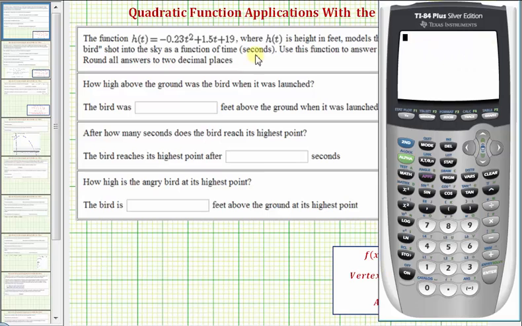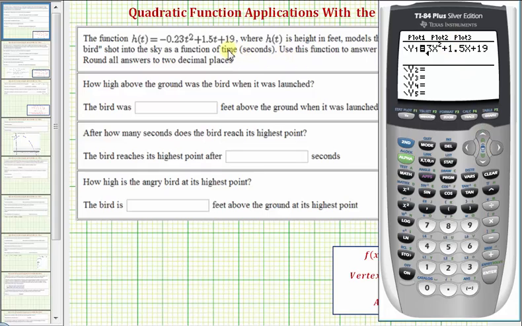For the first step, we want to enter the function using x instead of t. So we'll press y equals. To save some time, I've already entered the function in y1. Let's go ahead and check it: negative 0.23x squared plus 1.5x plus 19.